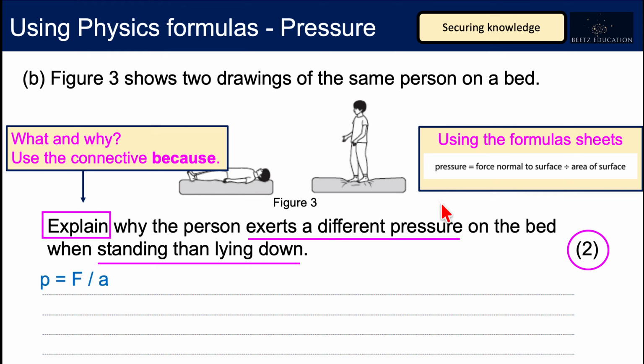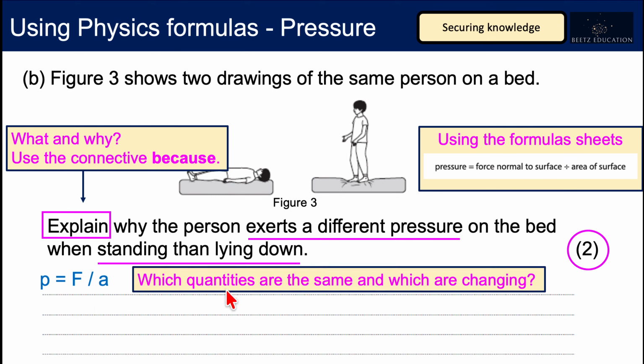Now, I'm going to go straight in and write that equation in. Sometimes we'll get a mark just for selecting an appropriate equation to go with the scenario. Not always, but sometimes. Nevertheless, shove it in and build the answer around the equation. So if I've got to talk about why the pressure is going to be different, what factors or quantities are going to be the same and what are going to change?